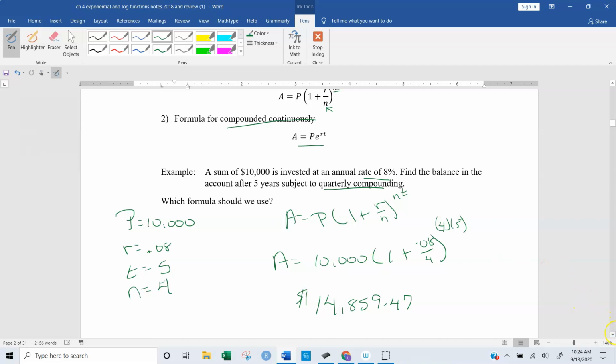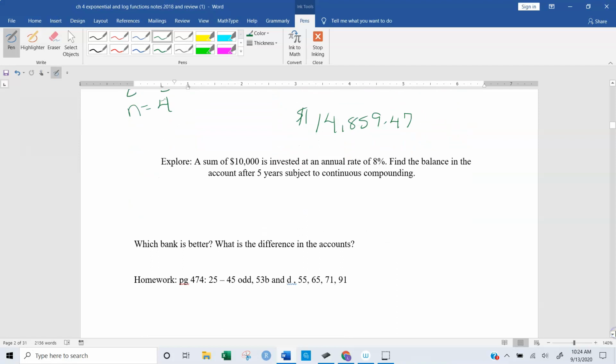Okay, now let's go to the next one. And it says almost the same problem, but now it says compounding continuously. So that means A equals P e to the rt power. All right, again, this is P, this is r, and this is t. So you know A is equal to 10,000 times e to the 0.08 times 5. Type that into your calculator and you should get $14,918.24.